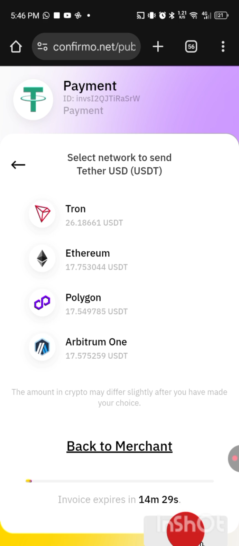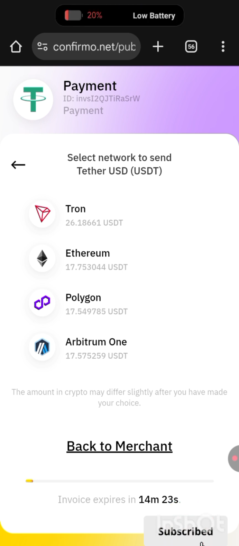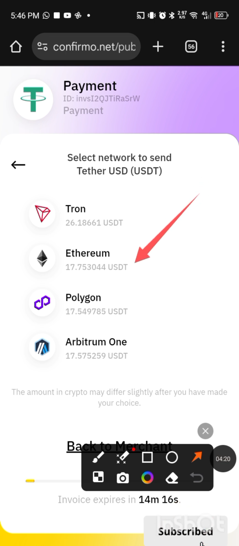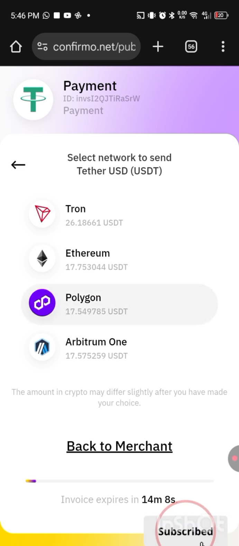It's asking me to choose the network. Preferably, because of the charges on Tron and Ethereum, please kindly go for Polygon. I normally click on the Polygon network because the gas fee is very, very minimal. So I'm going to click on the Polygon network.